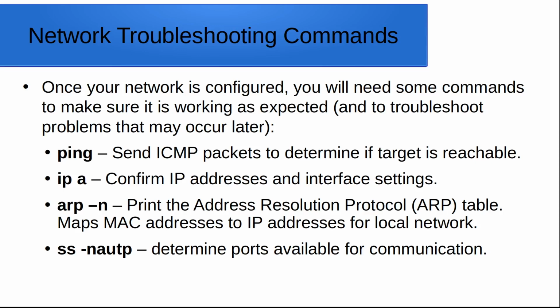If you want to see what your IP address and interface settings are, you can use ip a, right? We've done that before. arp -n will give you the ARP table, which gives you your mappings of MAC addresses to IP addresses. And ss -nautp. It's a lot of options there on one line, right? That'll give you a list of the ports that are currently available. So you could use any or all of these depending on what you're doing. These are useful commands to remember for troubleshooting that you're going to come back to time and time again.